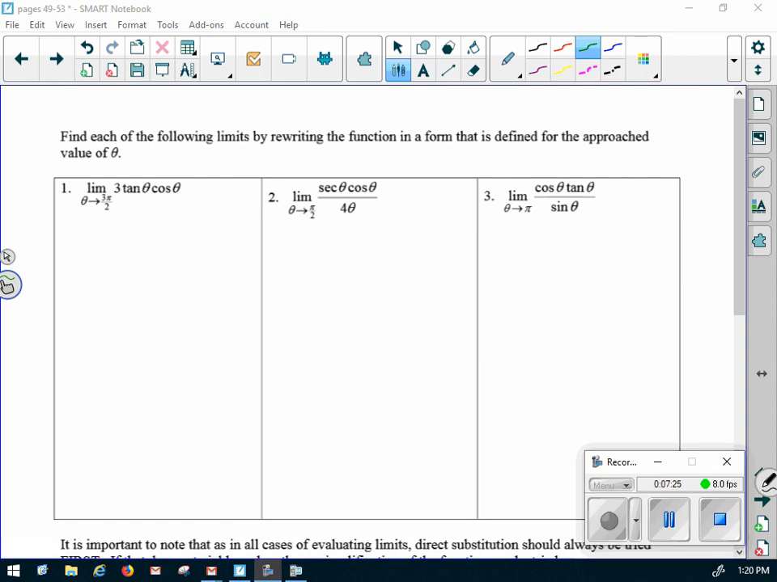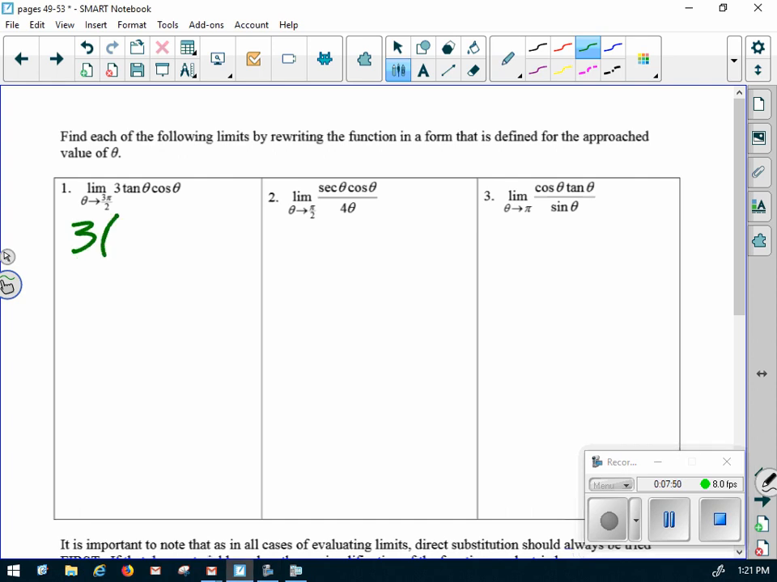Find each of the following limits by rewriting the function in a form that is defined for the approached value of theta. Here's the deal. Every one of those, if you plug in the value of theta that you're approaching, you're going to get a bad thing. Let's just look at this one.